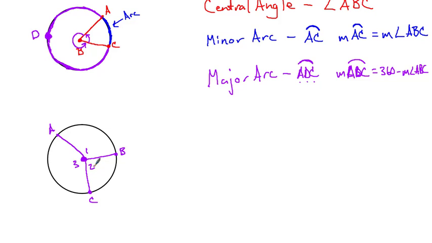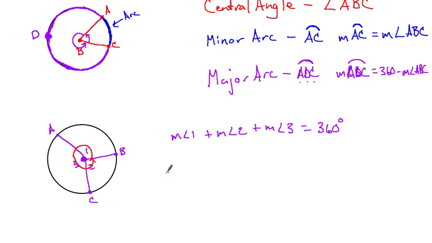And we already know that angle 2 and arc BC are equal, and angle 3 and arc AC are equal. Well, something you already know is that the measure of angle 1 plus the measure of angle 2 plus the measure of angle 3 equals 360 degrees, because you know that inside a circle, all the angles add up to 360, right?